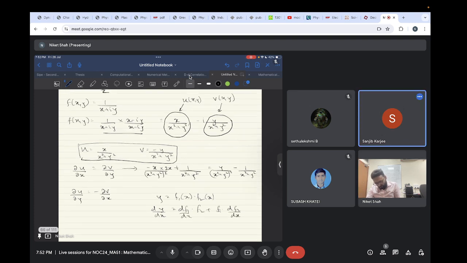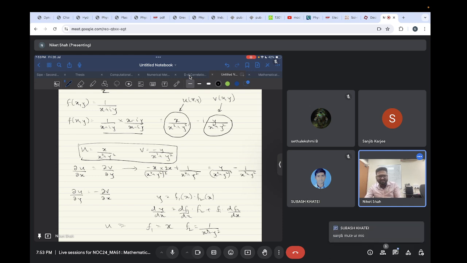So here I am taking f1 for the case of u. Suppose I'm talking about u. I'm taking f1 to be x and f2 to be 1 upon x square plus y square. This is my f2. So I'm simply using the multiplication rule only to do this differentiation. I can use the division rule, but the multiplication rule also works. So this is straightforward. We've done this.